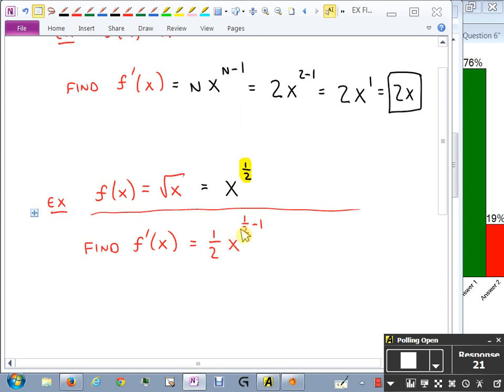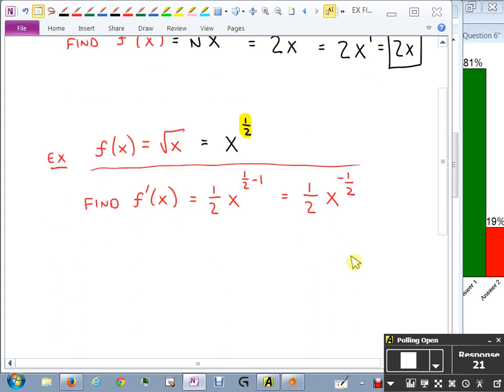So what did we do here to do 1 half minus 1? We turned the 1 into a what? 2 over 2. And you do 1 minus 2 over the common denominator. So you get negative 1 over 2. So this will wind up being 1 half x to the negative 1 half. Everyone agree? Now, that is correct.